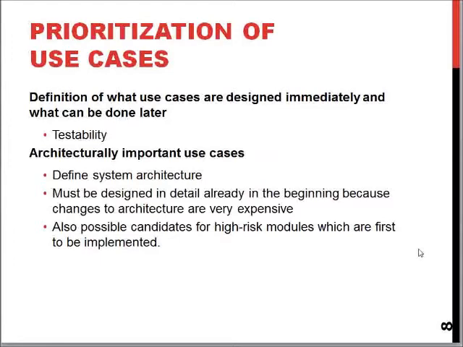The prioritization of use cases is the next thing we have to do. Of course, with the use cases, we also have to think about the testability. How can we assure that this thing we have defined happens exactly as we have defined it? Also, architecturally important use cases have to be defined because these are the risky use cases. If they fail, basically everything else fails around them.